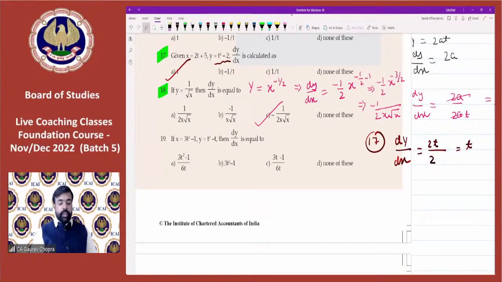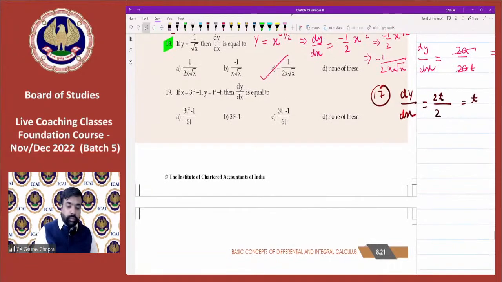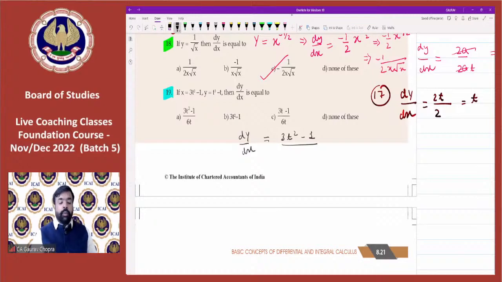Now let's try one more. 19th question. X is given and y is given. We have to again find dy by dx. So we can do it directly. Dy by dx: in the numerator, we have t cube minus t, so 3t square minus 1, upon, for dx, it will be 6t, and for minus 1, it is 0. So which is the correct option? Option number A, 3t square minus 1 upon 6t. Option number A becomes correct.